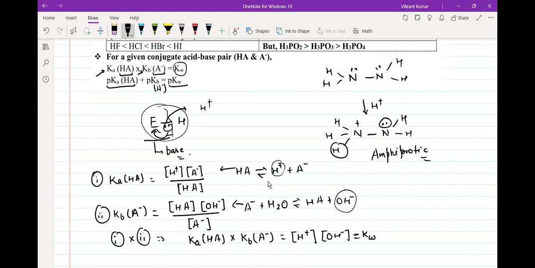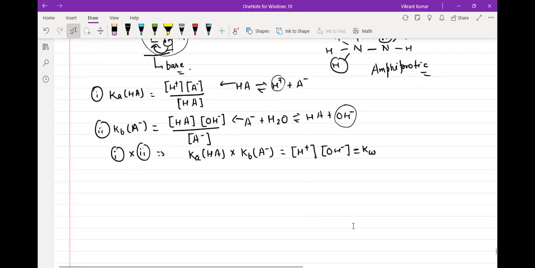Clear? So that's one part which will be used again and again, and from the next section itself you'll see that we will be talking about that. So what is an important application of this? Two applications, in fact. Look, Ka multiplied by Kb is equal to Kw. That means greater the Ka value of HA, lower will be the value of Kb of A minus. Right? Let me give you an example.